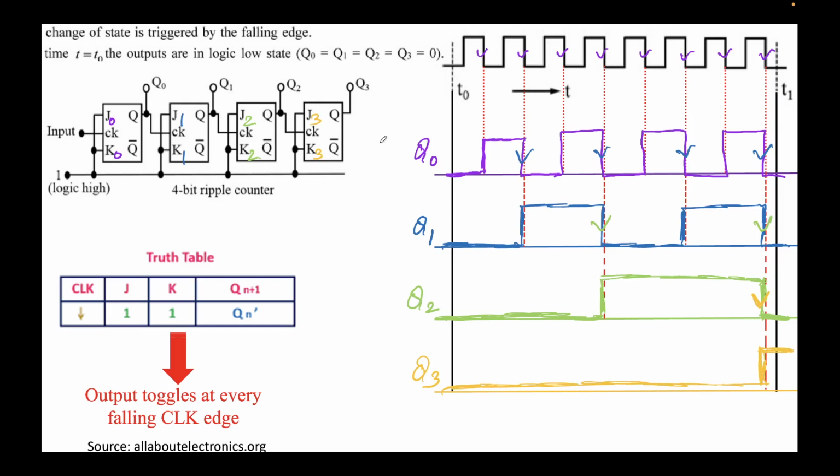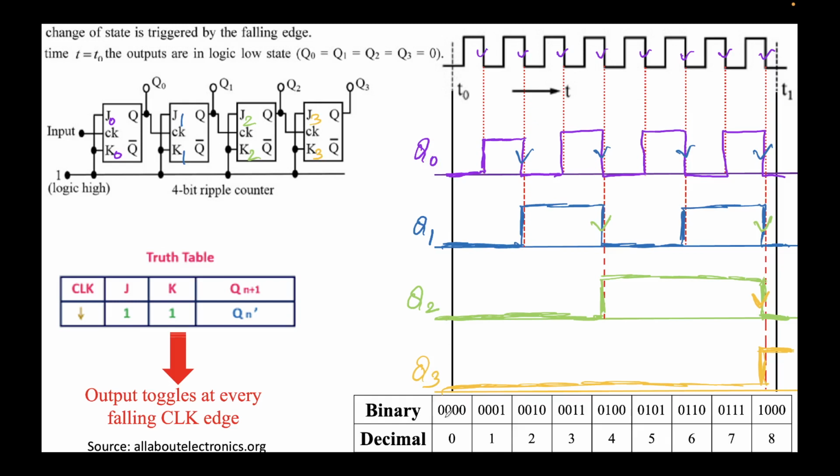Now we have obtained the waveforms for Q0, Q1, Q2 and Q3. Note Q0 was the LSB and Q3 was the MSB. If we populate this table here, note that at this junction all were 0, so in binary it's 0, 0, 0, 0. At this clock edge, it's 0, 0, 0, 1, which in decimal is 1. Similarly, if you continue, at time t1, Q0 is 0, Q1 is 0, Q2 is 0, while Q3 is 1. So it will be 1, 0, 0, 0, and in decimal this number comes out to be 8. You can see that it's increasing in every clock cycle. This is what I meant by the 4-bit ripple counter.